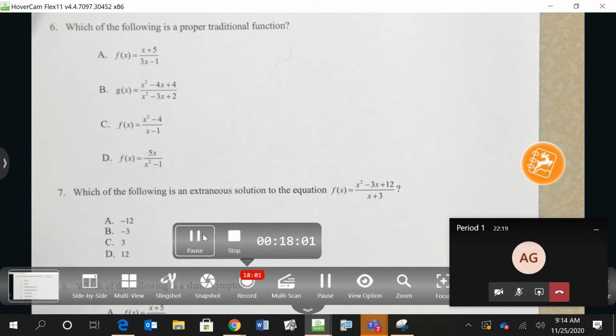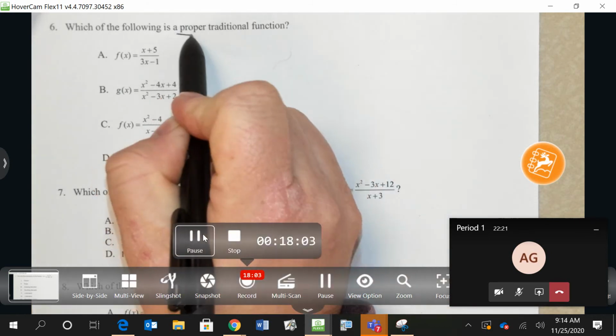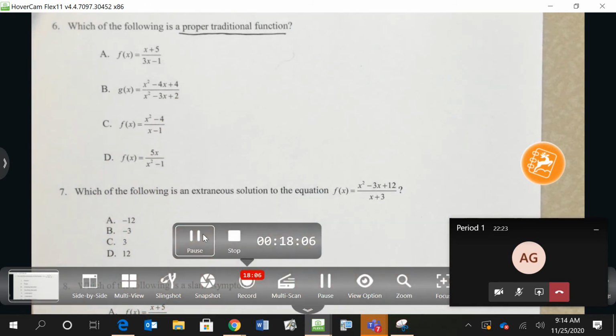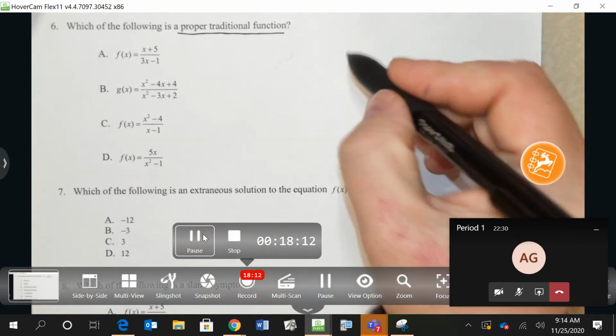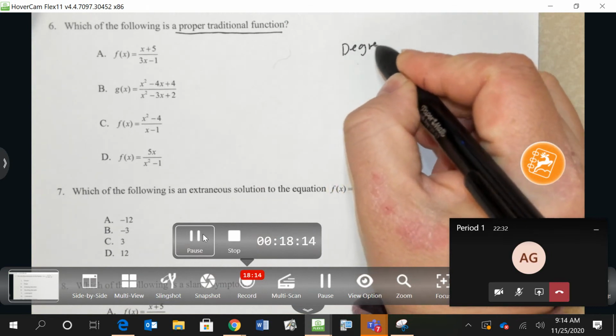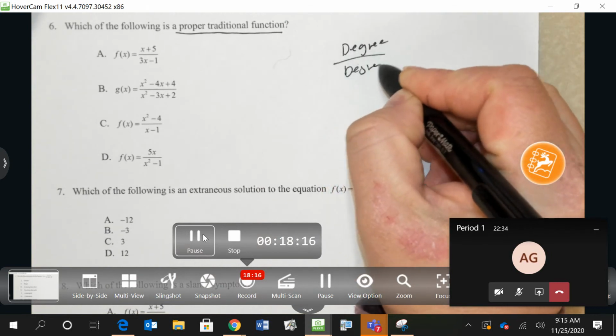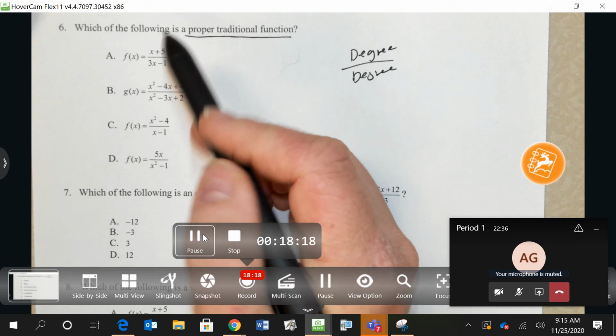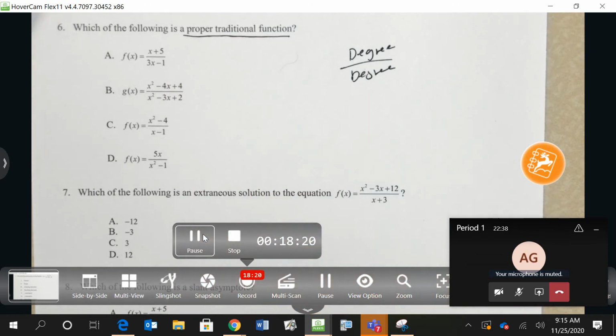Which of the following is a proper rational function? So this is not a term that I traditionally use when talking about rational equations, but proper rational function means that the degree on top, so you have a degree on top and a degree on the bottom. And if those terms seem foreign to you, it's referring to what is the highest exponent on a variable.